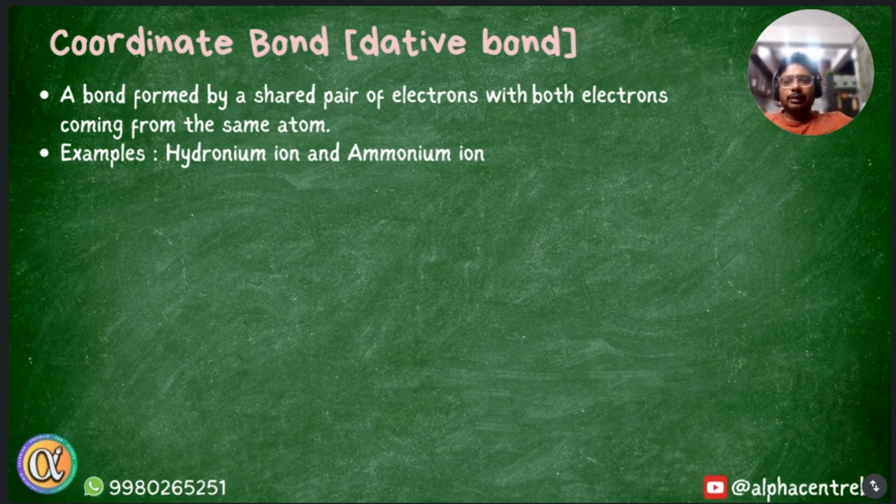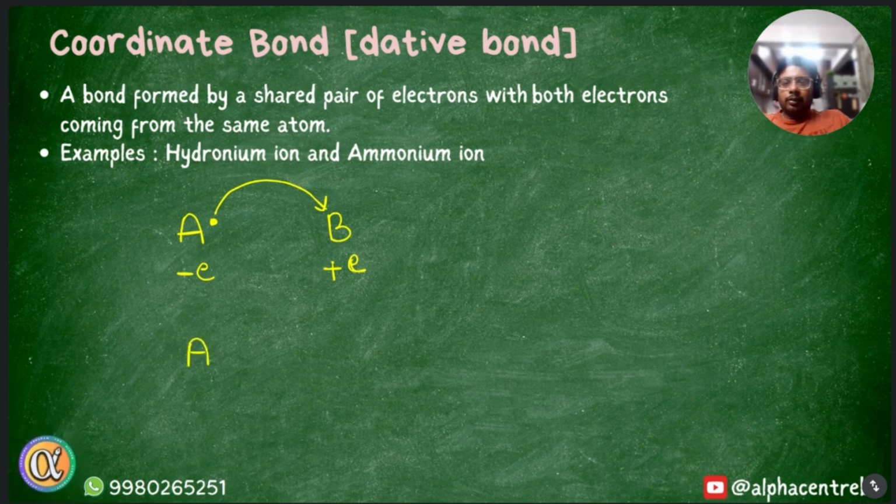So a coordinate bond is a bond which is formed by a shared pair of electrons with both electrons coming from the same atom. Suppose A had an electron, and A completely gives this electron to B. So in this case, what happens? A loses an electron and B gains an electron. Like it gets the benefit of the electron.